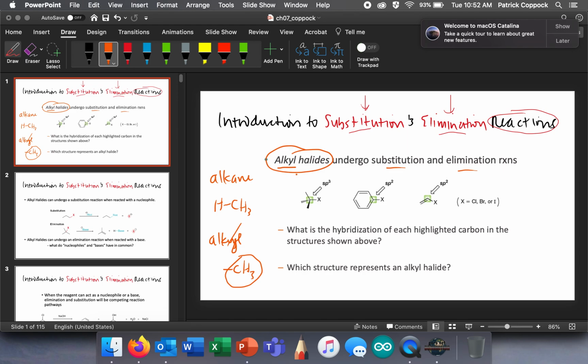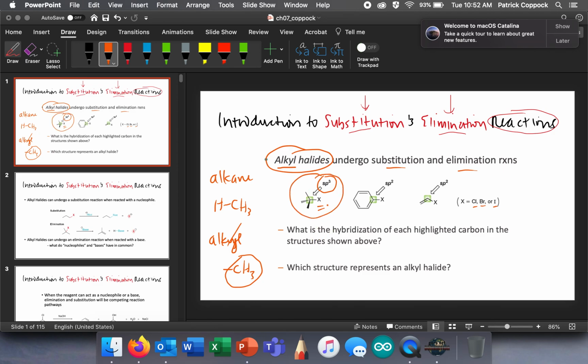So alkyl halides are sp3 hybridized carbons that are bonded to a halogen, right? Where this is chlorine, bromine, or iodine. Those are alkyl halides. Turns out fluorine does have some similar reactions to these 3, but in particular, we're going to talk about chlorine, bromine, or iodine. This is not an alkyl halide. This is a vinyl halide. So we're really talking about alkyl halides here.